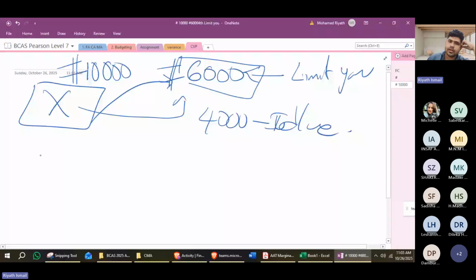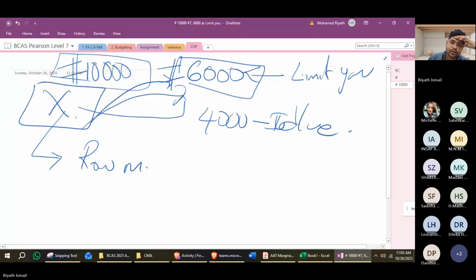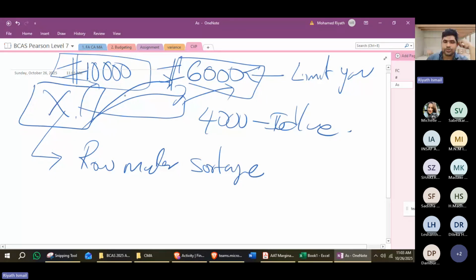Right. In the market, for product X, the demand is 6,000. The machine can produce 10,000 units, but there is a shortage of raw material. So this time, can you produce all 6,000? Is it possible? No, you can't produce all 6,000.